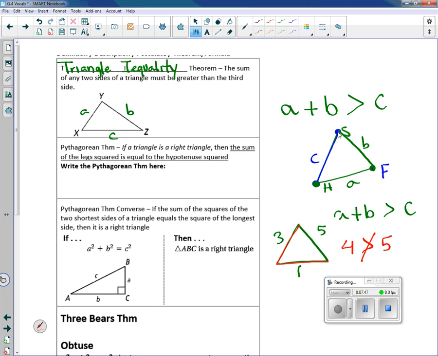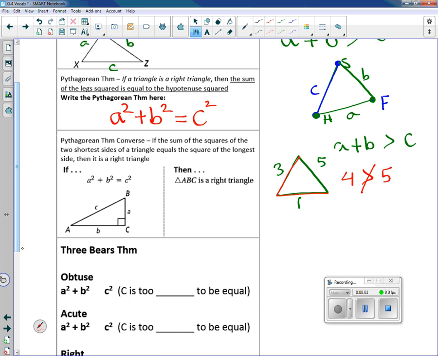All right, Pythagorean theorem: if a triangle is a right triangle, then the sum of the legs squared is equal to the hypotenuse squared. So let's just write in the Pythagorean theorem here. Now, the Pythagorean theorem converse. Let's just stop for a second. Remember, the Pythagorean theorem basically says that if you have a right triangle, then when we square the two sides that form the right angle, that has to equal the hypotenuse squared.